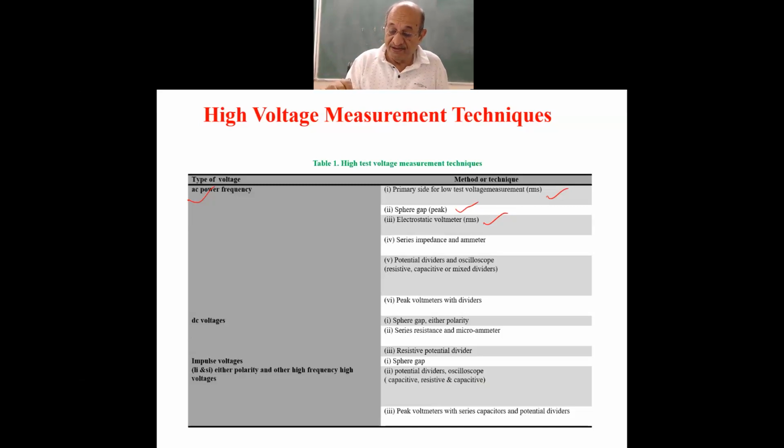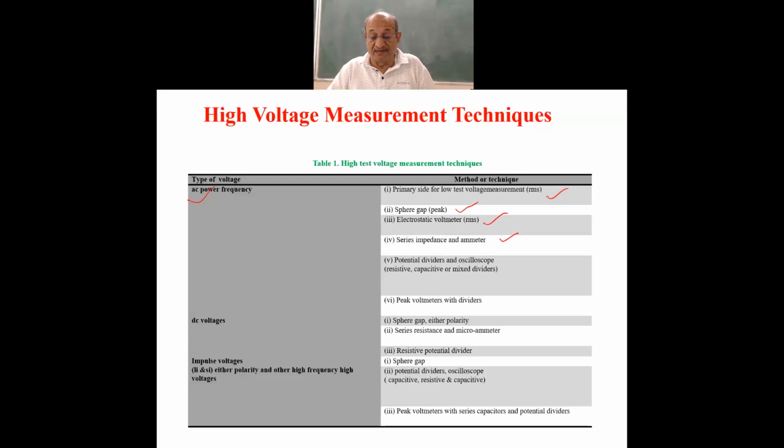Then series impedance and ammeter. That is a technique. You put an ammeter in series, obviously, to measure the current. You always put it in series with a series impedance applied to the high voltage. So you measure the magnitude of the current, and that is then calibrated to give you the magnitude of the voltage.